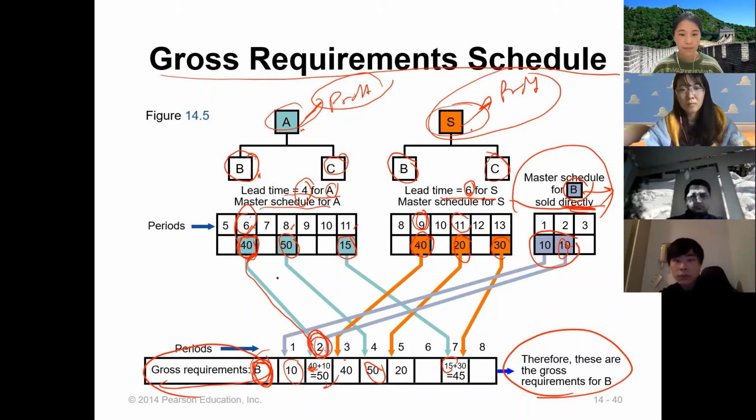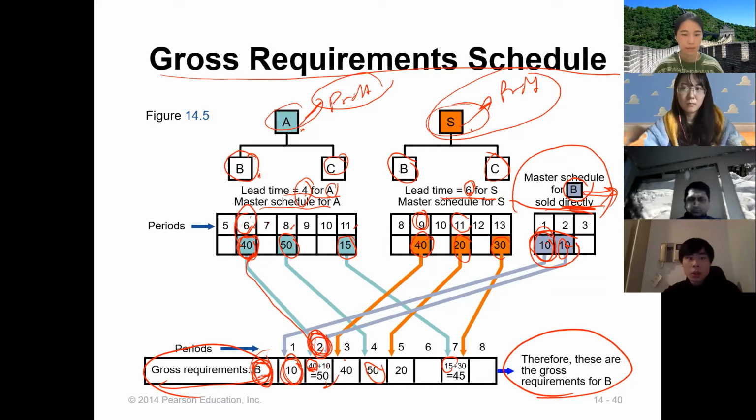So that's why on week 2, which is 6 minus 4. Remember, we work backwards to actually determine this. So this is 40. 40 plus 10, which is actually B. Imagine like this: B is sold as spare parts. Spare parts. So B, not A. This A is the final product. B is the component. So the component is 10, required for week 1. That's why we have 10 here.